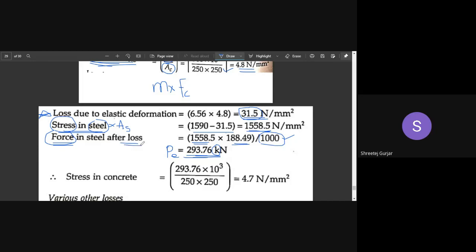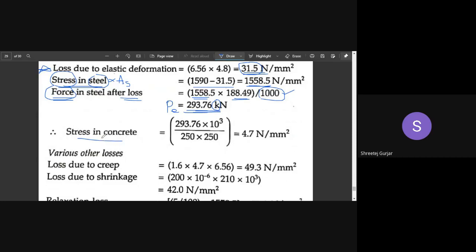Similarly, we have to calculate the stress in concrete. After steel, we have to calculate stress in concrete. So how do you calculate this? This force divided by the area of concrete, 250 by 250. You will get the stress in concrete.